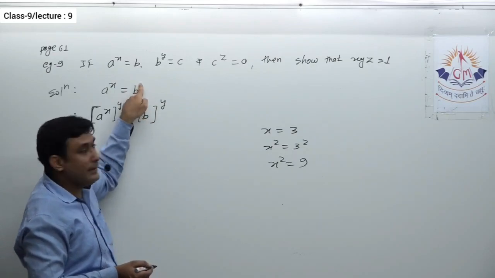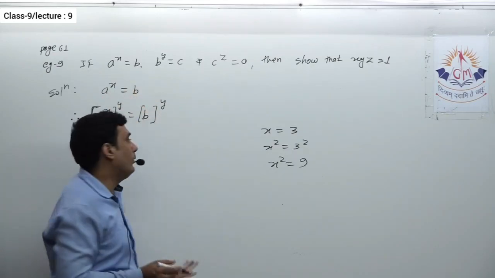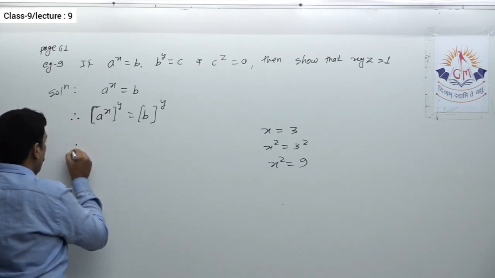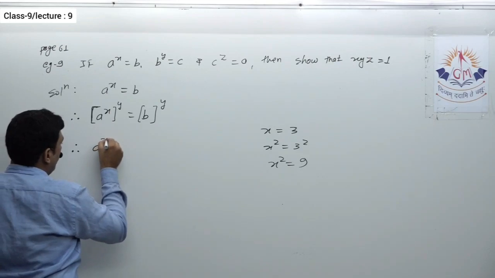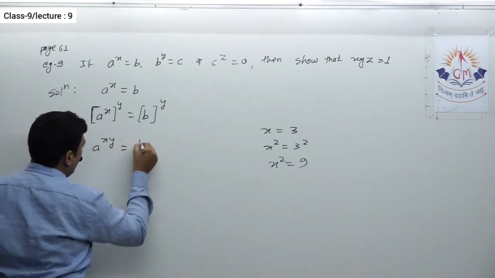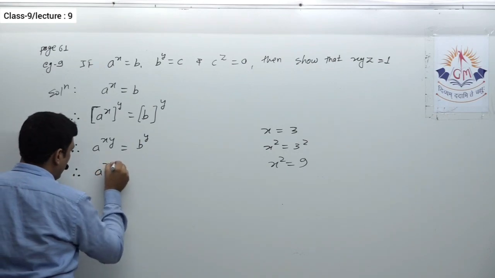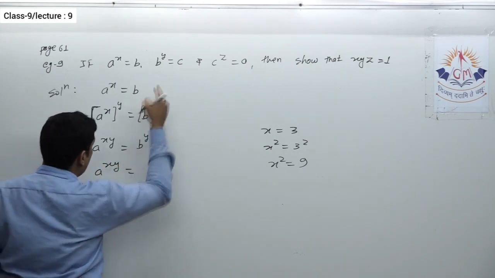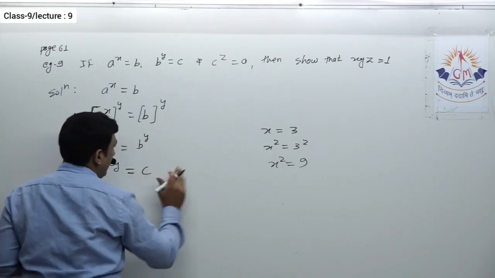For that I need the power of b as y, and so I am taking the power y on both sides. So here I can apply the power law, a raised to x raised to y, so I can write a raised to xy, and here b raised to y. In the next step, I will write a raised to xy as it is, and in place of b raised to y I will write c.